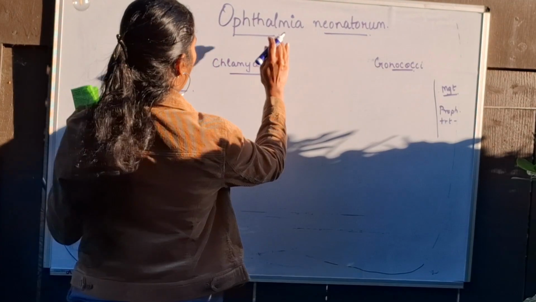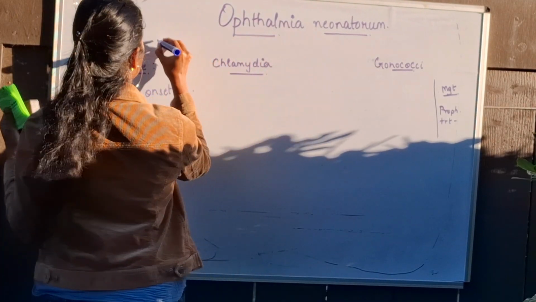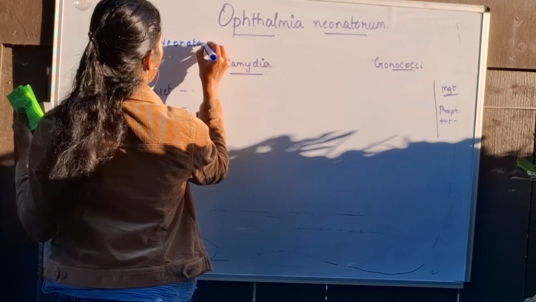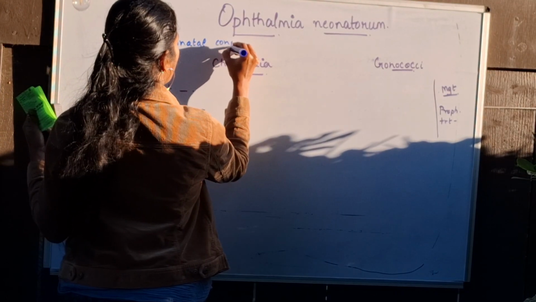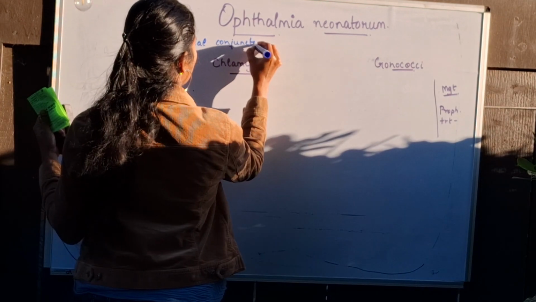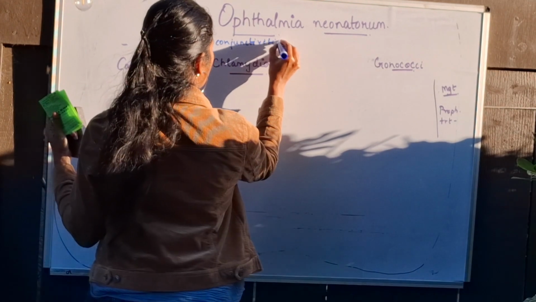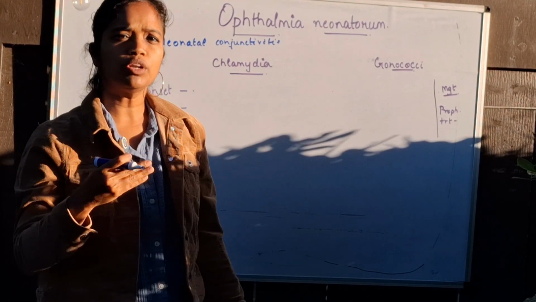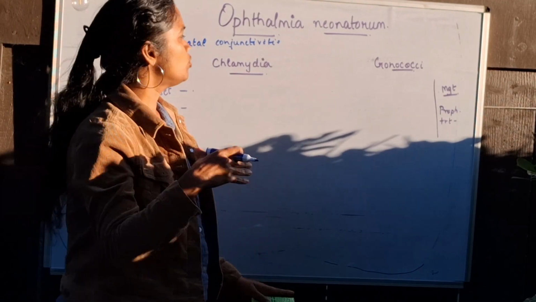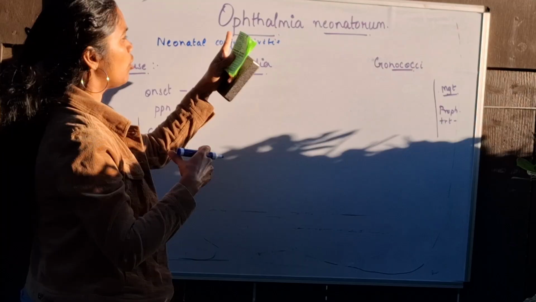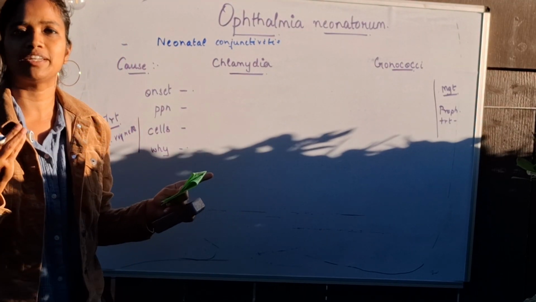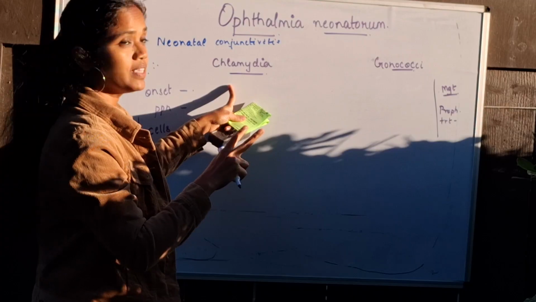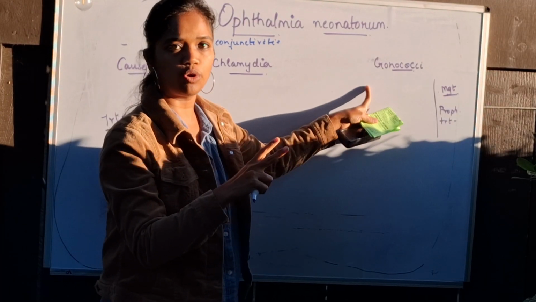You need to know that Ophthalmia Neonatorum means neonatal conjunctivitis. You have to translate in your mind that whenever you hear Ophthalmia Neonatorum or see it in the question vignette, they are talking about neonatal conjunctivitis. Now secondly, what are the causes of Ophthalmia Neonatorum or neonatal conjunctivitis? The two most important causes are, first one is the Chlamydia and the second one is the Gonococci.